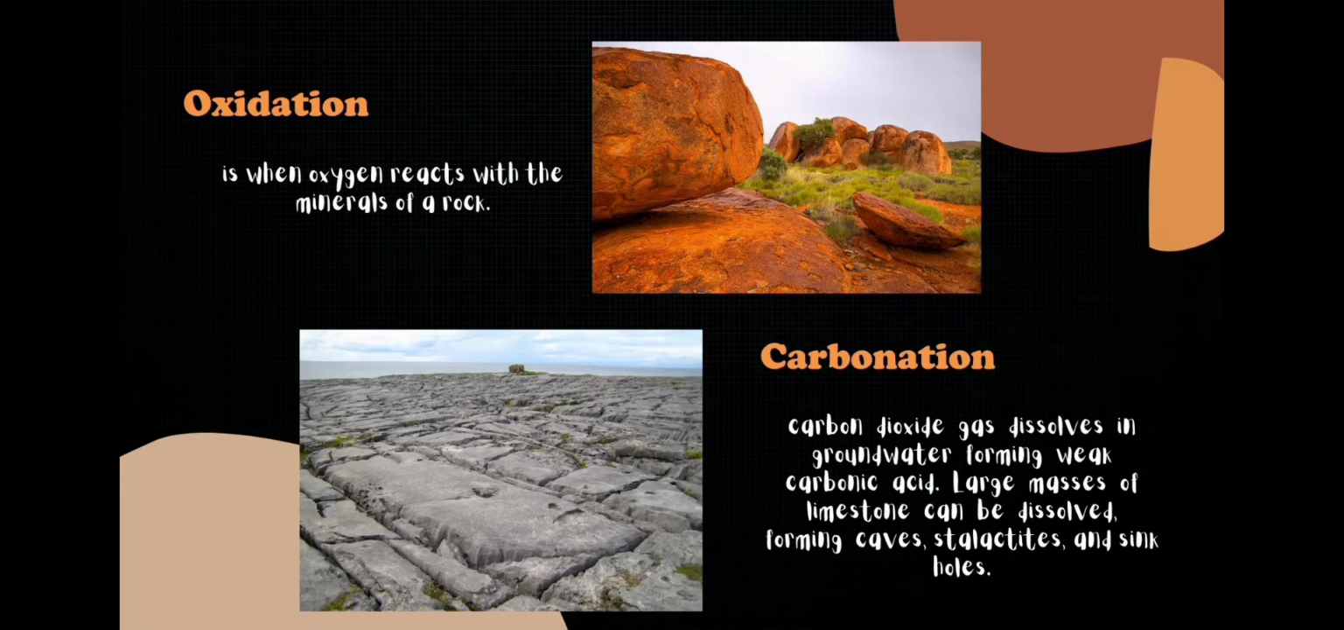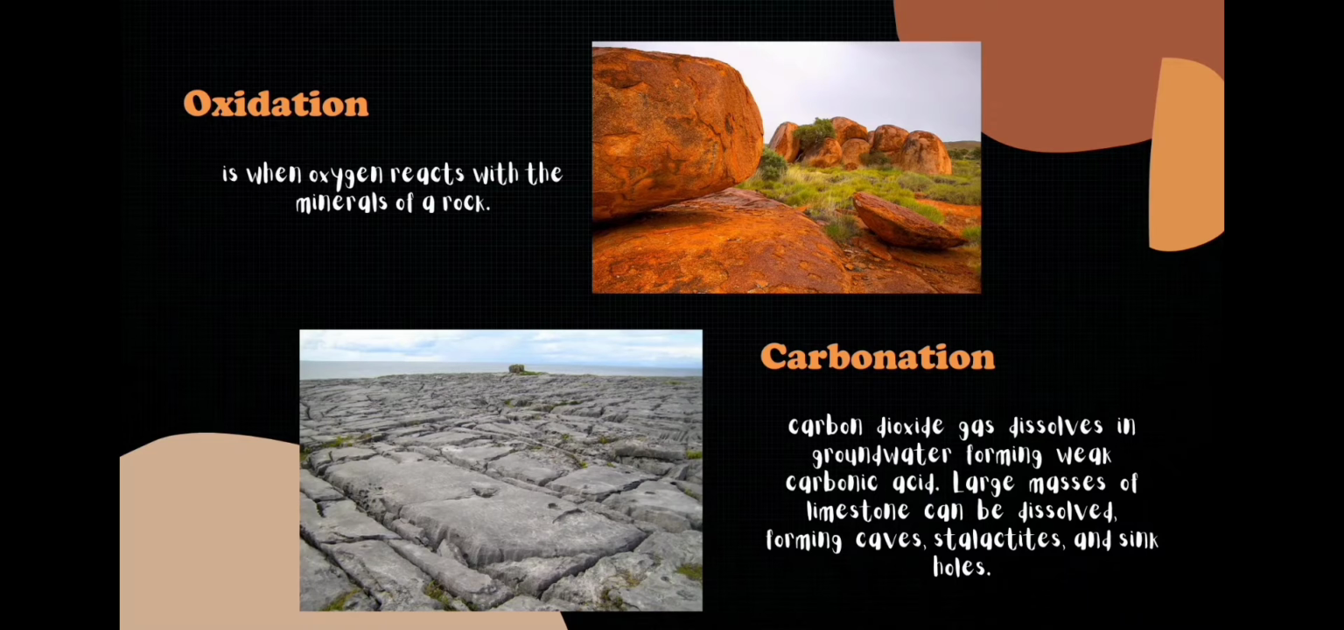As rocks, especially those containing iron, are exposed to the atmosphere, the iron oxidizes, which results in the weakening and shattering of rocks, as you've seen again in the photo. Next is carbonation. Carbonation is when carbon dioxide gas dissolves in groundwater, forming weak carbonic acid. Large masses of limestone can be dissolved, forming caves, stalactites, and sinkholes.